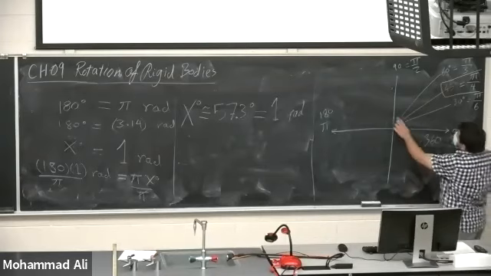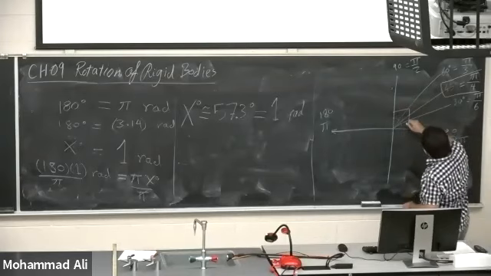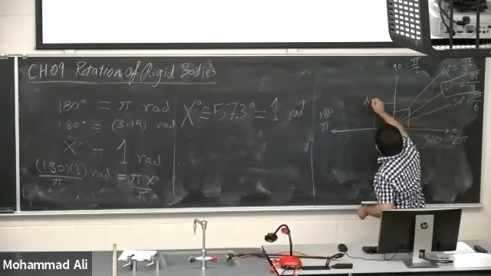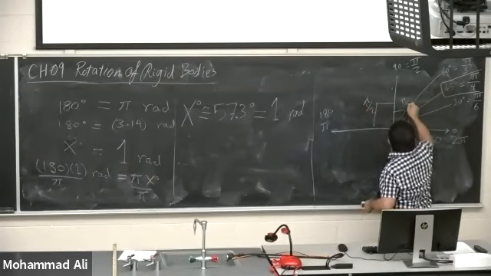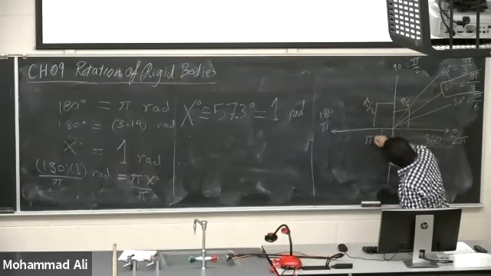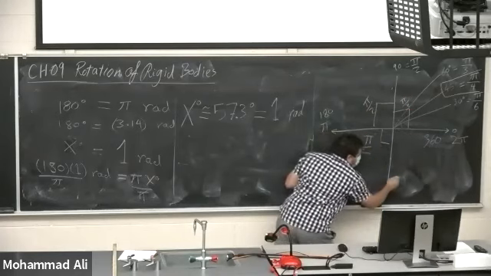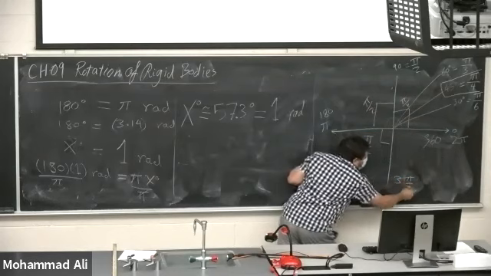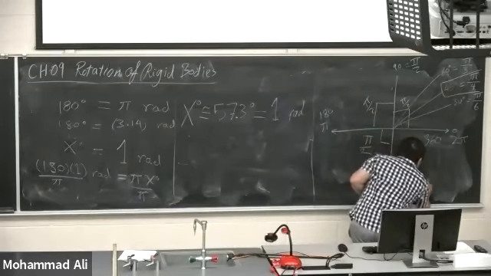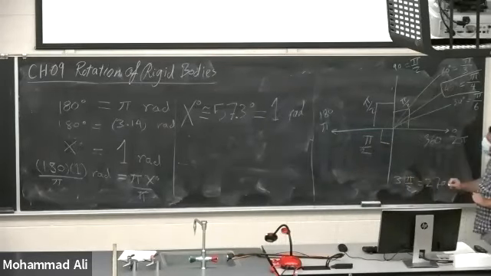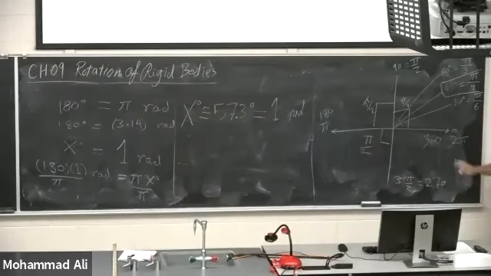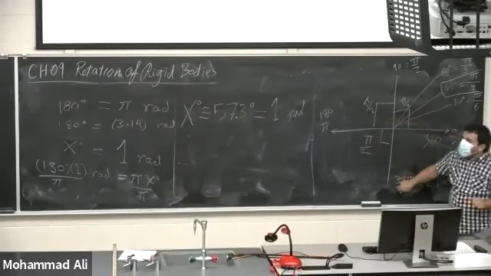Here, this is pi over 2, and this is pi over 2, and this is pi over 2. Three times, we have 3 pi over 2, which is 270 as we said before. We have 3 pi over 2 here.